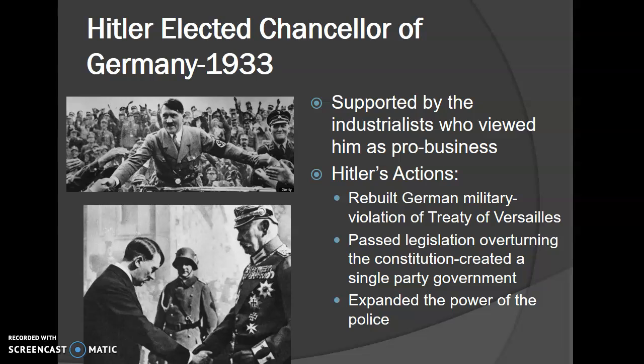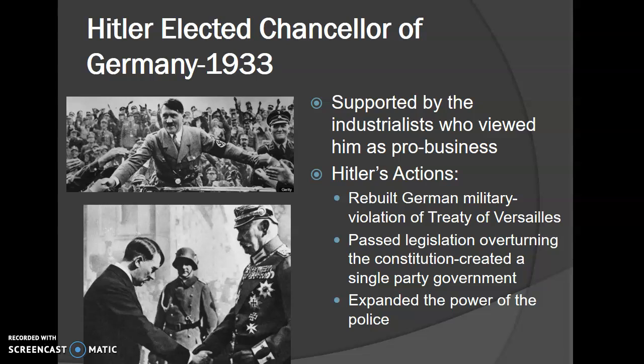Now, once he gains power, he's going to do lots of things that are going to get us to the war. So first thing, he's going to start to rebuild Germany's military. That's a big deal. The Treaty of Versailles had reduced their army to 100,000, had essentially eliminated their navy and gave them no air force. So he starts rebuilding the military.